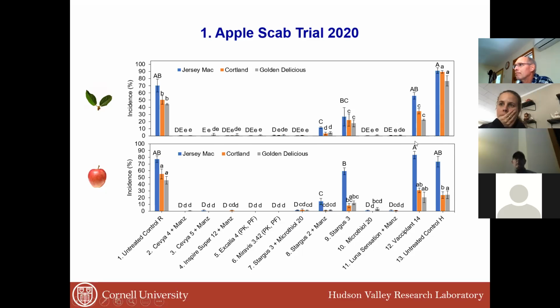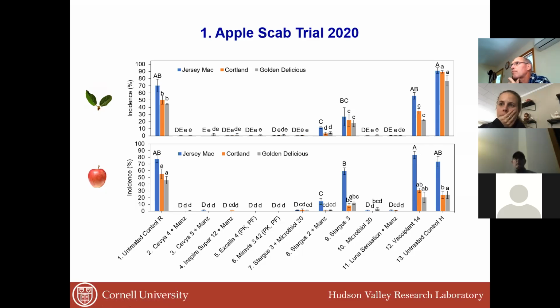And then we also tested Vasiplant. I didn't mention that in the earlier slide, but we had a continuous program of Vasiplant, which is a new plant activator, a plant resistance inducer, and it did show some significant effects on certain cultivars that had more genetic resistance, but it didn't perform as well as we would expect it to perform.